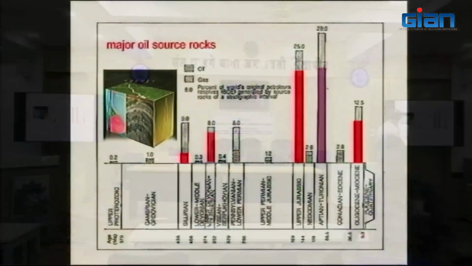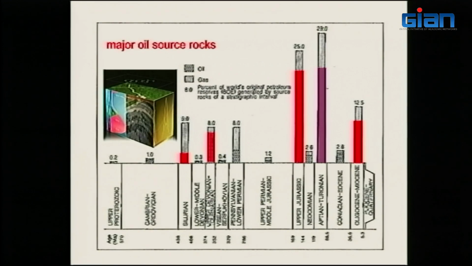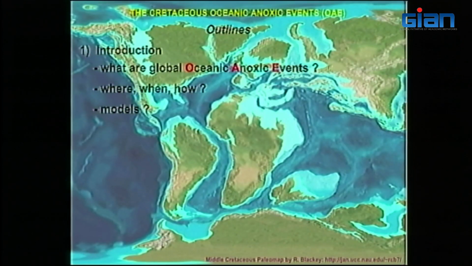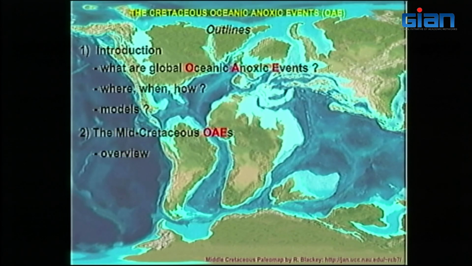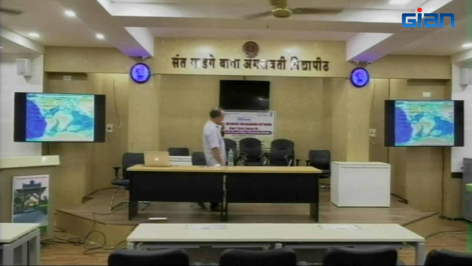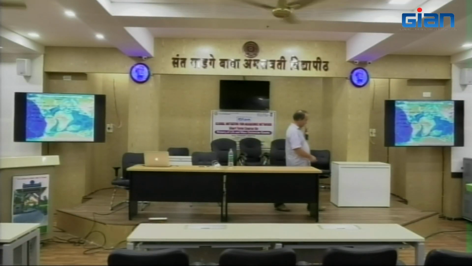Okay. Well, this was for general introduction, and now what we will see is a little bit in detail how you form this black shale. And I will take the example of the mid-Cretaceous oceanic anoxic event. And we will see in detail, for example, the Cenomanian-Turonian one.